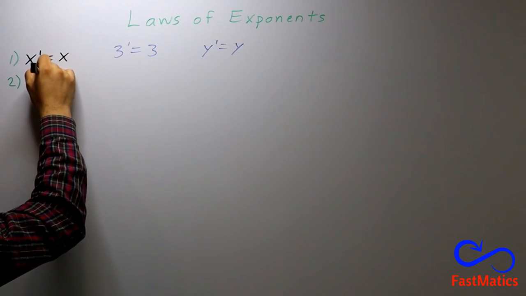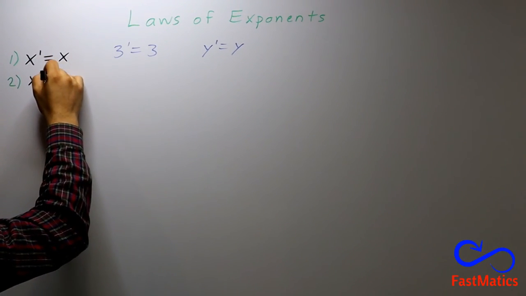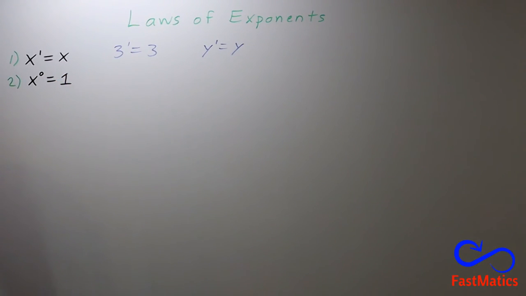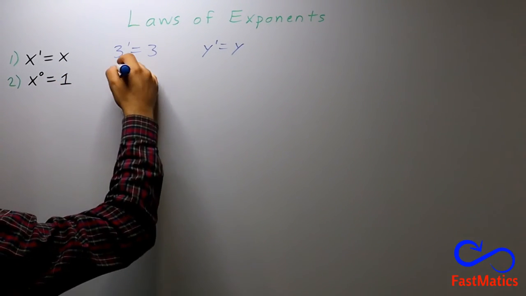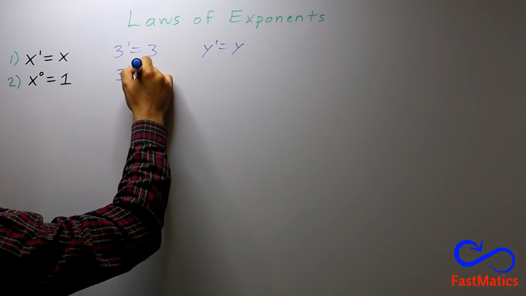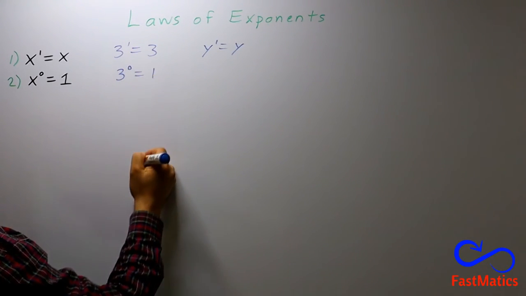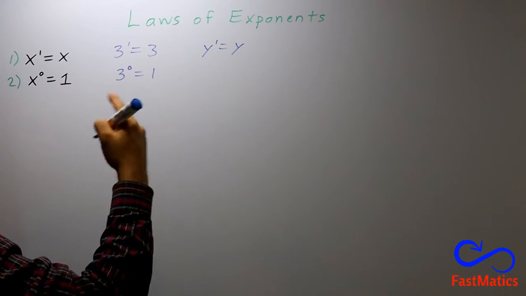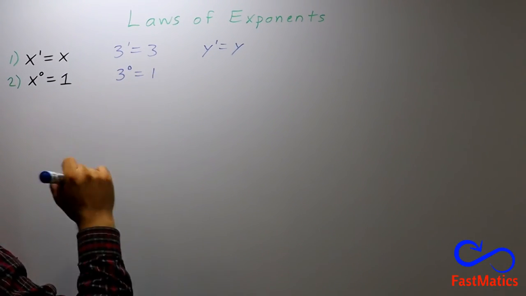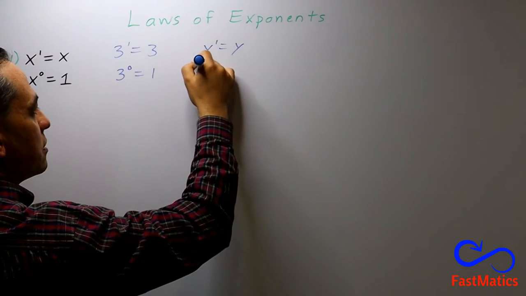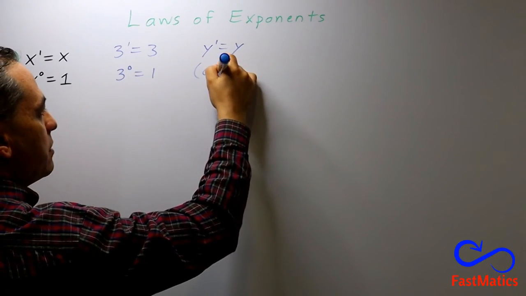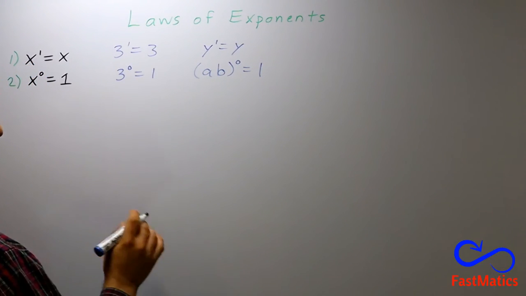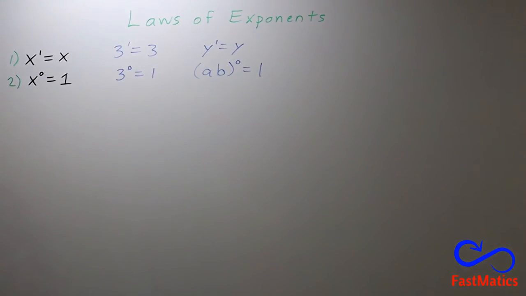Something raised to the power of 0 equals 1. For instance, 3 to the power of 0 equals 1. Pay attention, 1, not 3 raised to the power of 1. 1. For instance, AB to the power of 0, 1. Anything to the power of 0 is 1.